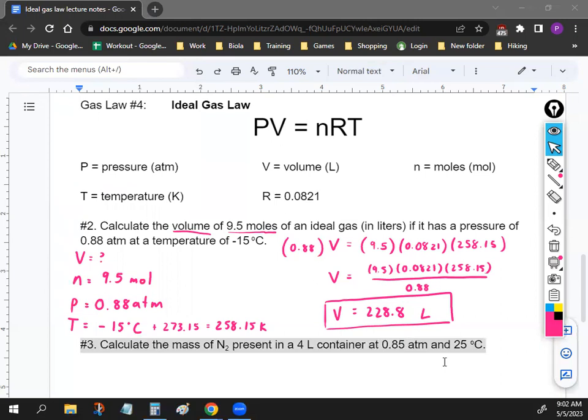If you guys notice, the problem is asking for mass, right? So if you guys think back to what we learned so far this year, whenever you're looking for mass, what's the unit of measurement for mass? How do we measure mass?